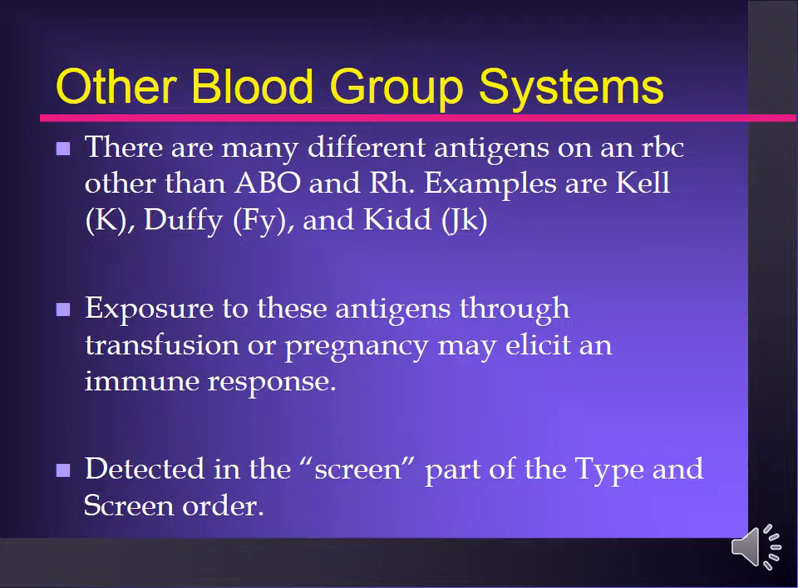There are many other antigens on red blood cells besides the ABO and RH that we've already talked about. Examples are from the systems of Kell, Duffy, or Kidd. Exposure to these antigens through transfusion or pregnancy causes patients to make antibodies. We detect these antibodies when we do the antibody screen, which is part of the type and screen order.